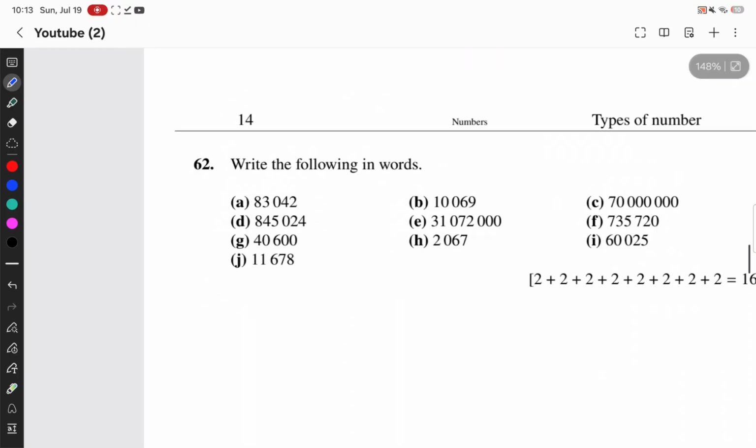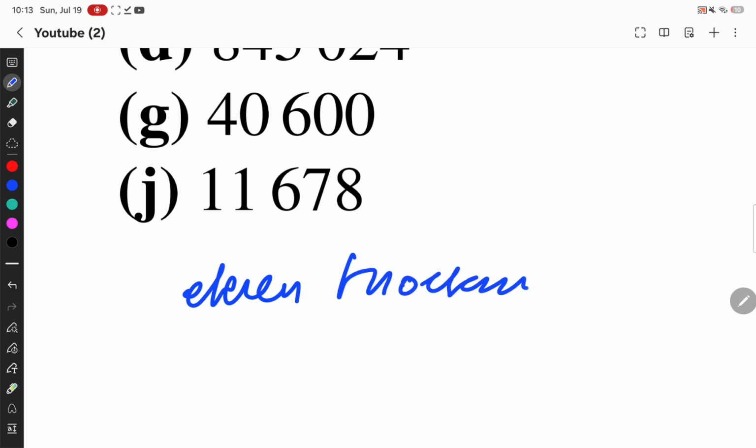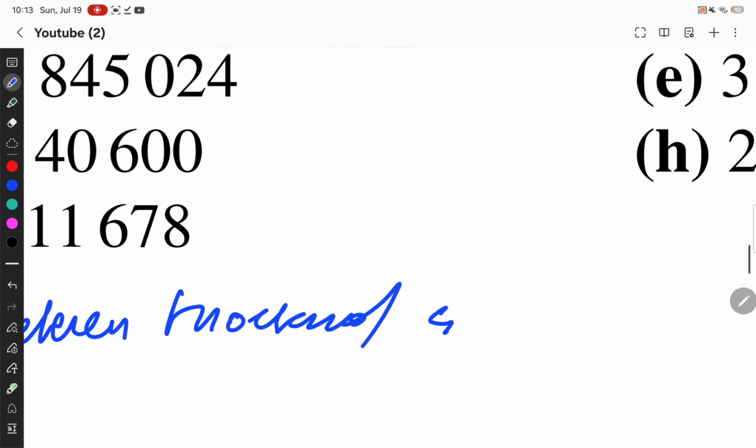You guys have done these in your kindergarten and stuff. Write the following in words. Let's do this. This is 11,000. 11,600 and 78.